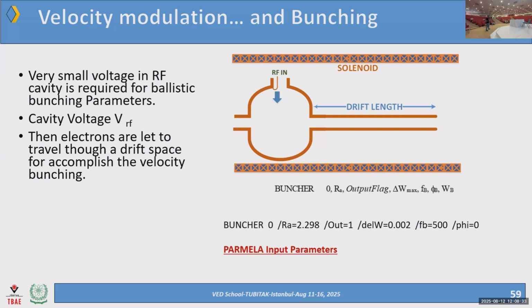So del W is the spread in energy that is embedded in the incoming beam. The incoming beam is not monochromatic. It has a distributed energy. So few eV of energy spread are already there. What should be the frequency of the wave that is there? I can take it as 500 megahertz. This is one of the problems that we are solving these days in our project.